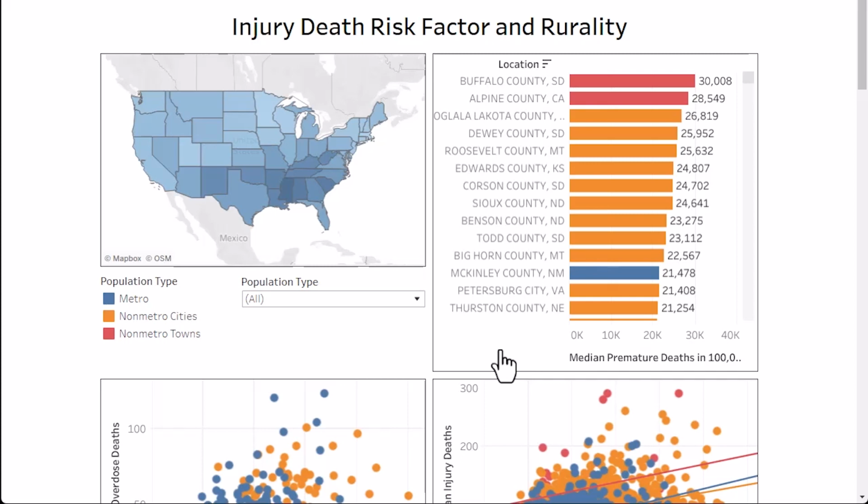Now you'll note that each of these counties is a different color. If we take a look over here at the legend, we can see that this is color-coded based on the population type, where metro represents counties that have a population of 50,000 or more. Non-metro city counties are identified as populations between 2,500 but less than 50,000, and non-metro towns are populations that are less than 2,500.